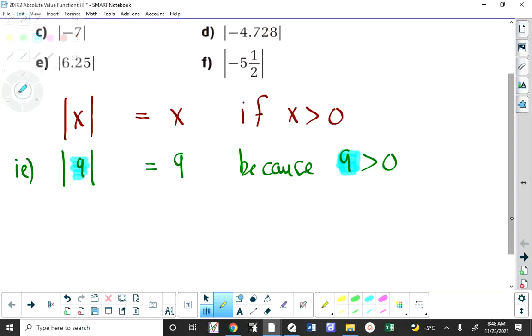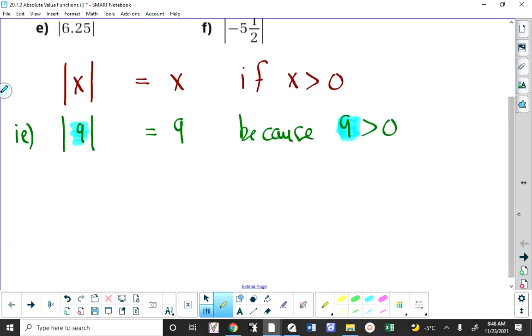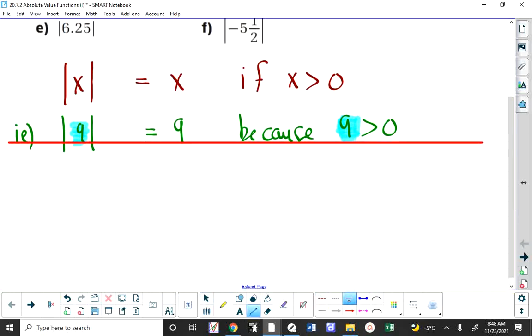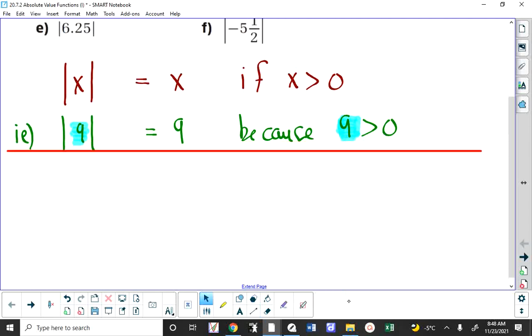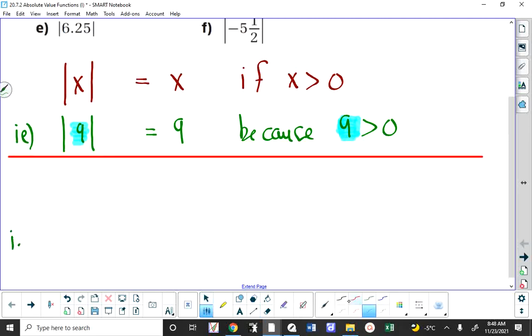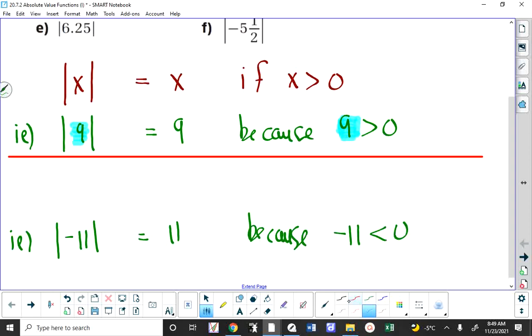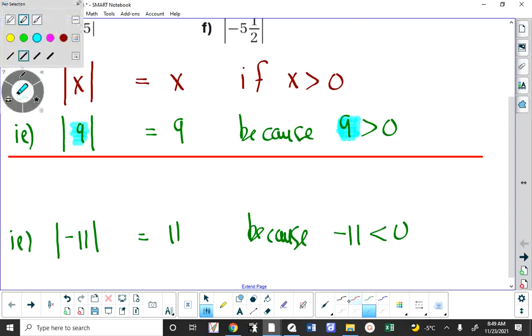Now I'm going to give you the second rule, but before I give you the second rule, I'm going to give you an example of the second rule. The example of the second rule would be the absolute value of negative 11 is equal to 11 because negative 11 is less than 0. So what I'm telling you here, and I know it seems as though I'm all of a sudden making things more complicated for seemingly no reason, but there is a reason.